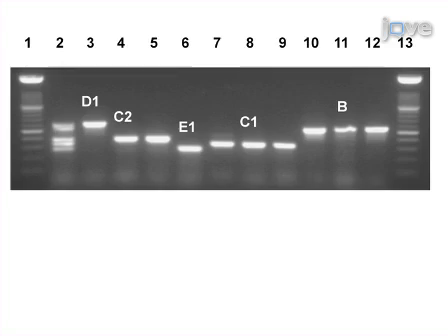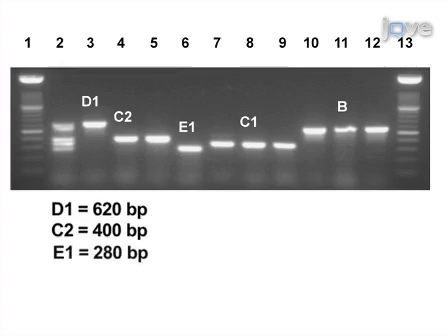An O-allele designation is given to a Salmonella isolate based on the amplicon matching the size of the PCR control and as predicted for the O-allele primer sets used. From left to right, these amplicon sizes are as follows: D1, 620 base pairs, C2, 400 base pairs, E1, 280 base pairs, C1, 340 base pairs, and B, 560 base pairs.